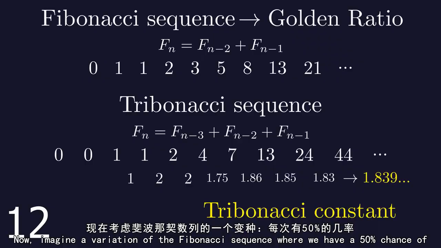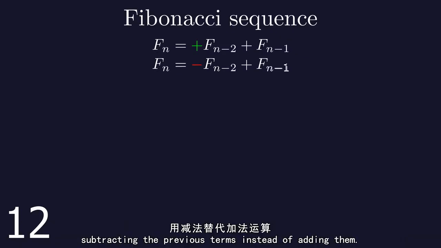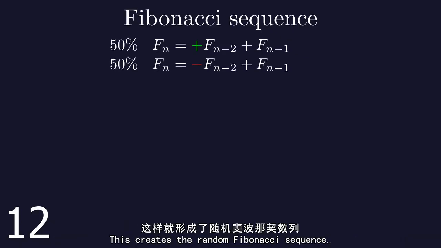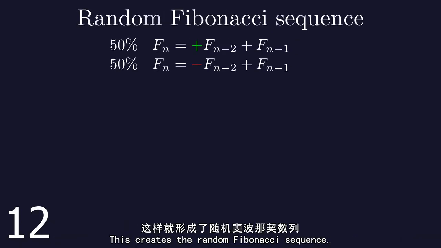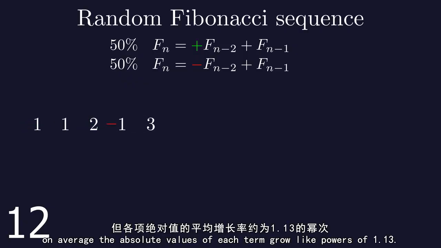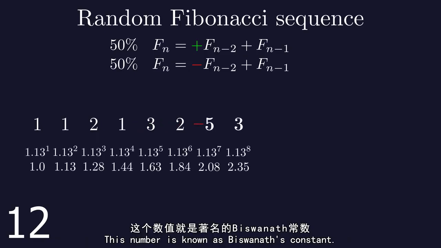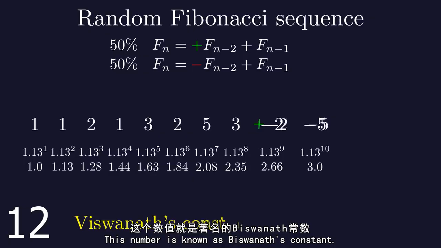Now, imagine a variation of the Fibonacci sequence where we have a 50% chance of subtracting the previous terms instead of adding them. This creates the random Fibonacci sequence. While this sequence is always different, on average the absolute values of each term grow like powers of 1.13. This number is known as Viswanath's constant.